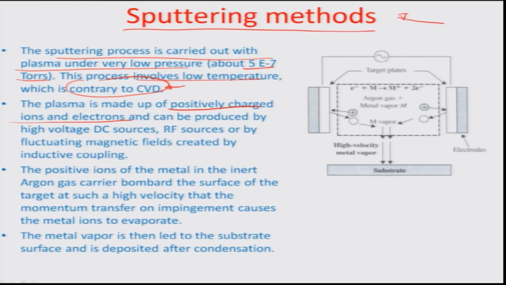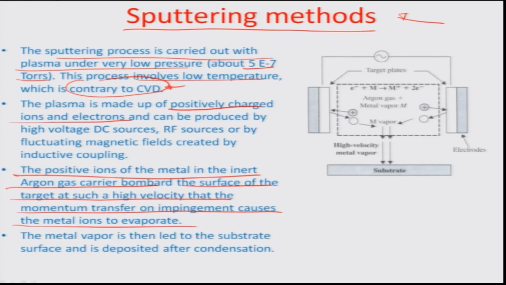The positive ions of the inert argon gas carrier bombard the surface of targets at such high velocities that momentum transfer on impingement causes the metal atoms to evaporate. You can see that happening here. These are the 2 targets, or target electrodes, target plates. There is an argon atmosphere created, where there are argon ions and electrons, and the substrate has a bias voltage so that these argon ions go towards the substrate. Let's say we make it negatively charged here.